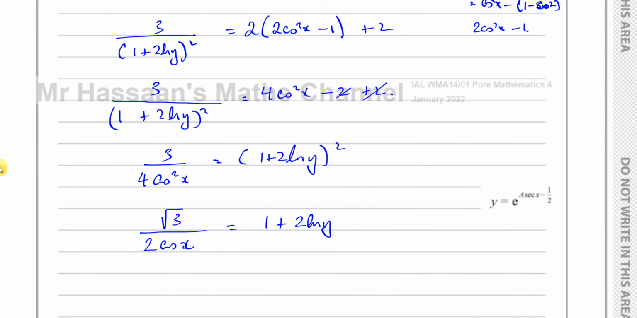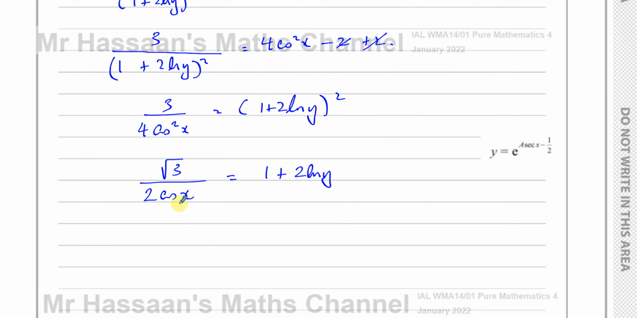Now I know that root 3 over 2 cosine x is the same as root 3 over 2 times secant x. This is the reciprocal of cosine x, secant x. So I can write that in the numerator as root 3 over 2 secant x equals 1 plus 2 ln y. So we're getting a bit closer now. We want to make y the subject.